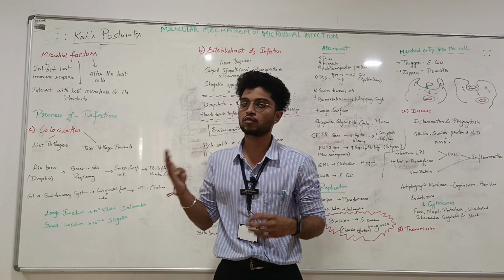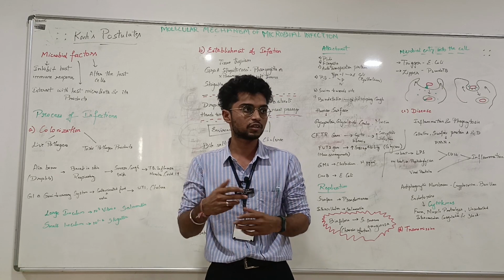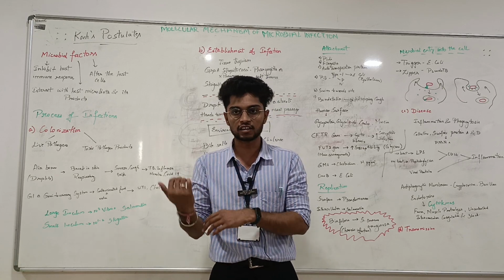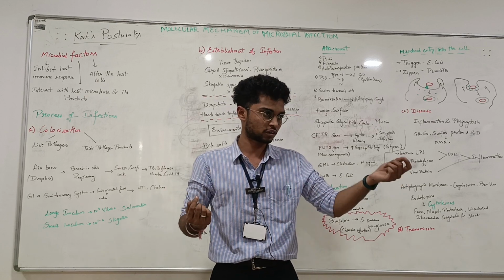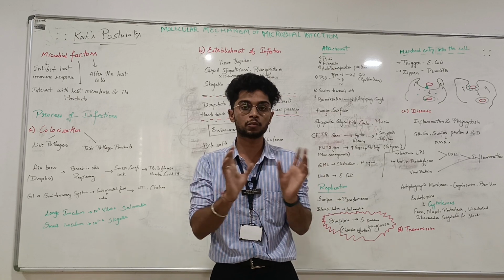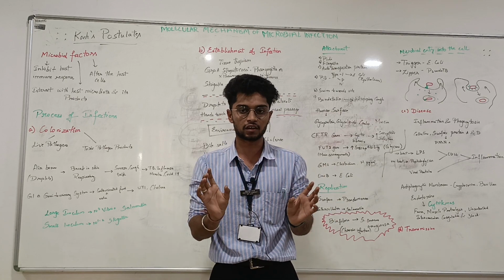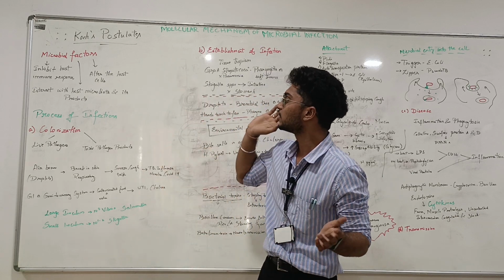The fourth postulate was that the organism which we extract from the second infected person, that is the previously healthy person, and the primary organism which you extract from the primary patient, both organisms should be the same, with similar characteristics. So that was Koch's postulates.